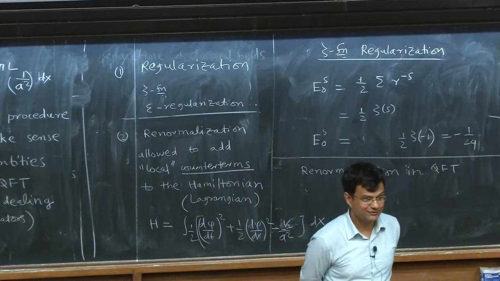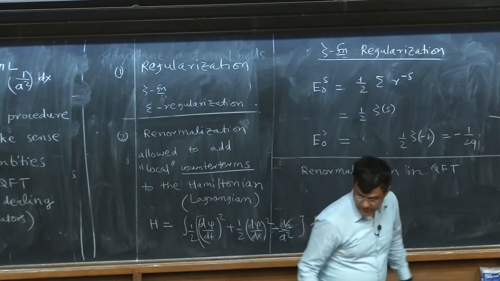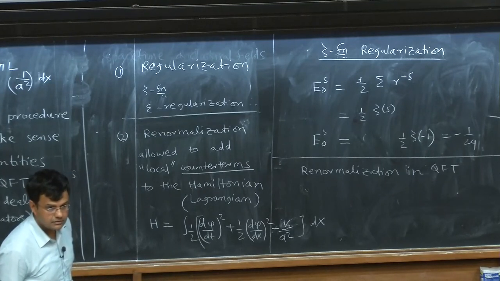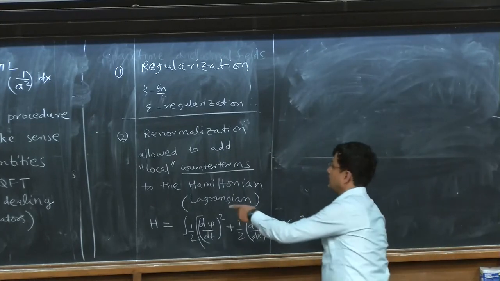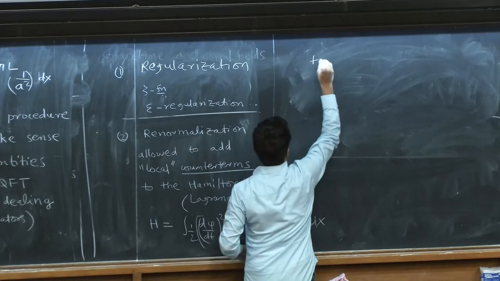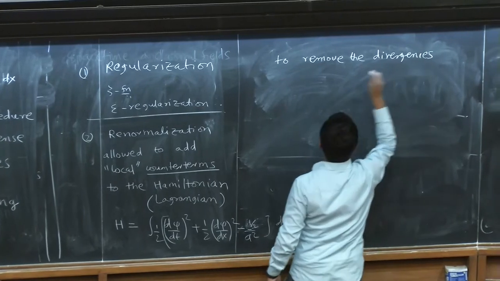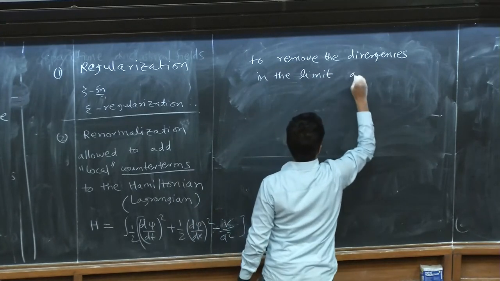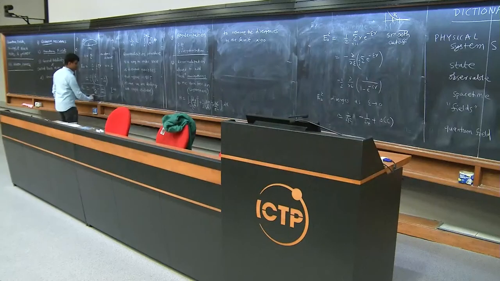Shahriyar looks confused. No, no. So the point is, let me explain. The rule is that you are allowed to add local counter terms to the local Hamiltonian. Let me finish the sentence, then it will become clear. To remove the divergences in the regularized theory, in the limit a going to 0. So you adjust the coefficient in precisely such a way that you can get rid of this divergence.